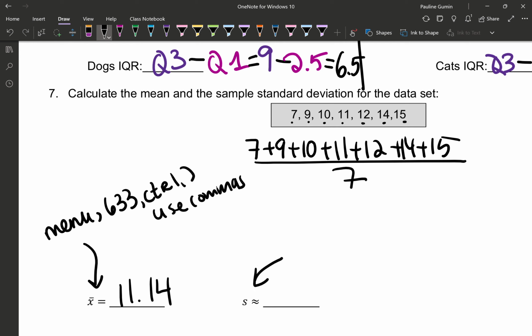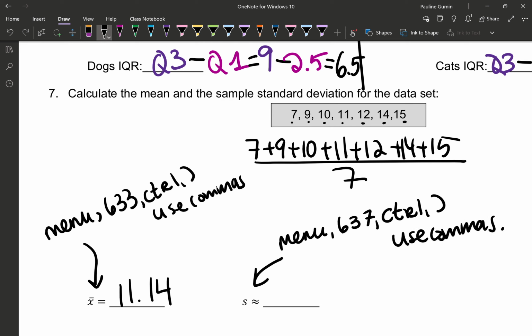To find the standard deviation, I have only taught you one way to do that, and that is using your calculators. Remember that standard deviation is kind of similar to the IQR in the sense that it talks about the spread of our data. Standard deviation, though, talks about how spread out it is based on the mean rather than the median like IQR is. Anyways, we find the standard deviation by typing menu, 637, clicking the control button, then the backwards parenthesis, and of course, using commas. When I did that, I got a standard deviation of 2.79.